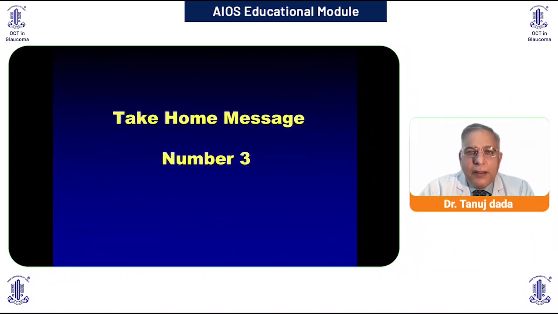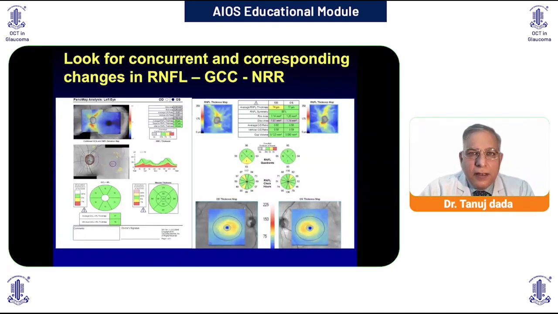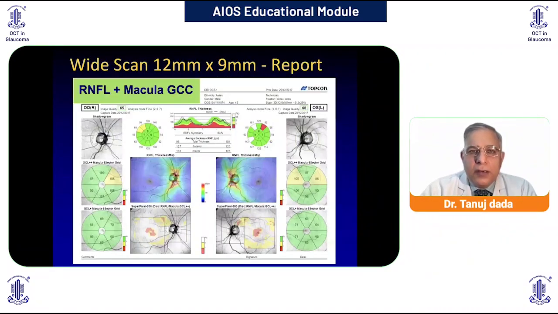The third important take-home message from this lecture is that instead of focusing on the retinal nerve fiber layer or the ganglion cell, you should look for concurrent and corresponding changes in all three structures. That means look for changes in the retinal nerve fiber layer, look for corresponding changes in the neuroretinal rim, and corresponding changes in the ganglion cell complex. And that makes a very robust diagnosis of glaucoma because you can document that there are changes occurring in all three important structures. And for this, the best report currently available is a wide scan.